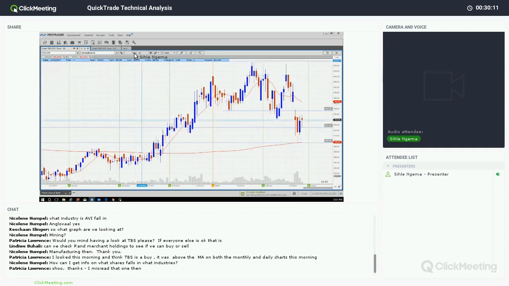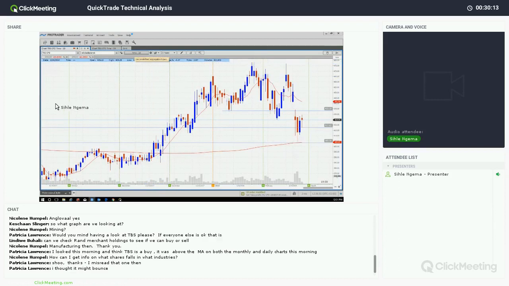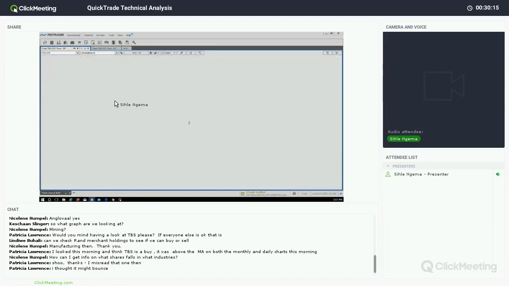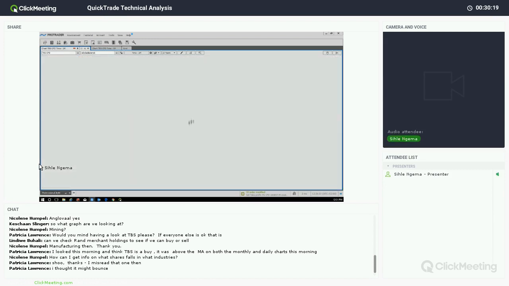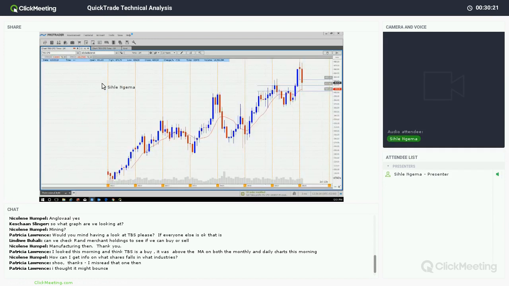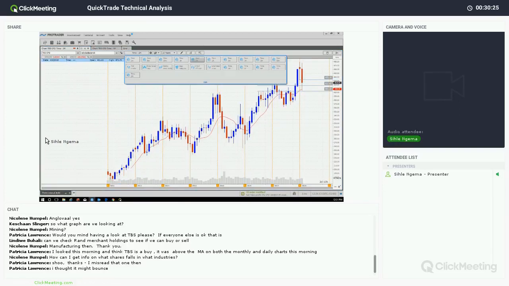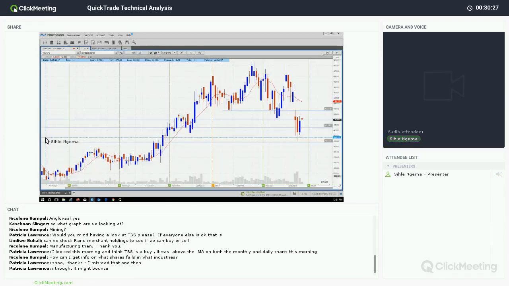Well, Patricia, if you look at the monthly, it is looking good. You are trading above your moving average. I think the problem there is the entry, timing your entry on your daily time frame. I think maybe it's better to buy this anywhere between 400 and 410. Anywhere there, I think you can go in and buy it.